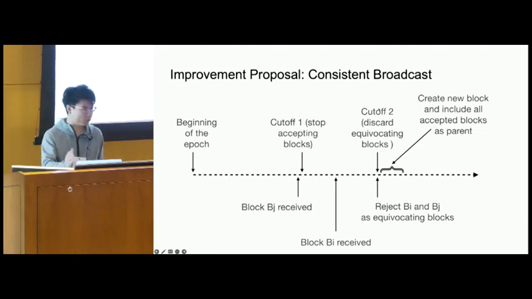We can simply add another cutoff time, and all the honest nodes should discard all those equivocating blocks before this second cutoff time. This is equivalent to a consistent broadcast, because we are in a peer-to-peer network. Every honest node will forward the blocks to other peers, and this makes sure that in the interval between cutoff 1 and cutoff 2, the equivocating blocks are not accepted by the honest participants.